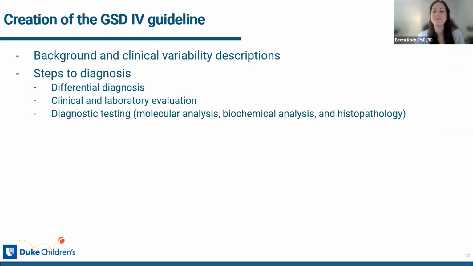It also includes steps to diagnosis. So we're including differential diagnoses, so highlighting common misdiagnoses, but also those that need to be ruled out when considering a GSD4 diagnosis. We also include clinical and laboratory evaluations, as well as the diagnostic testing steps. So this is going to include molecular analysis, biochemical analysis, as well as the role of histopathology in making a GSD4 diagnosis.